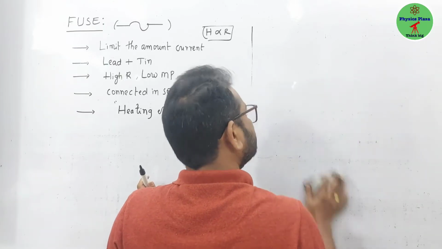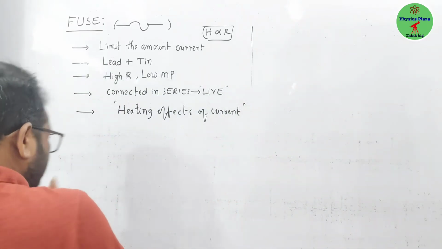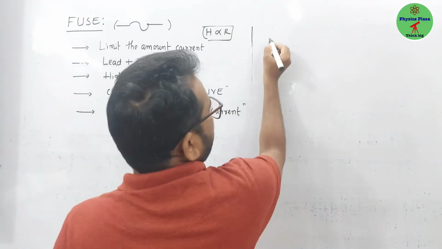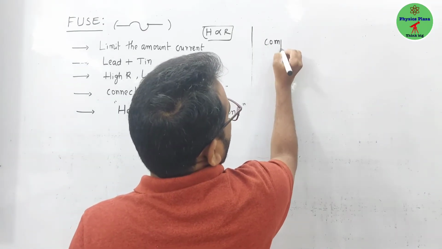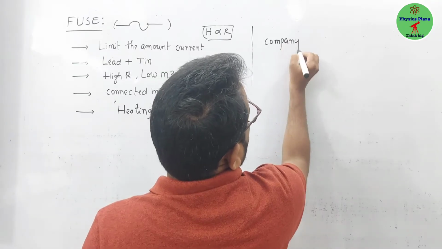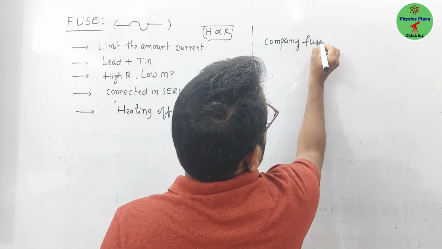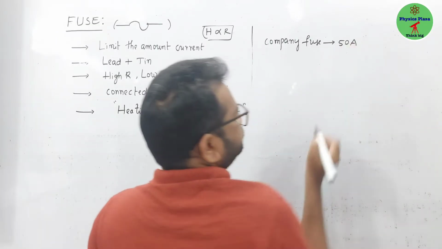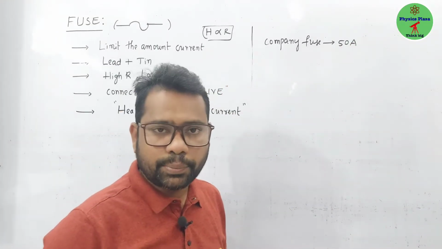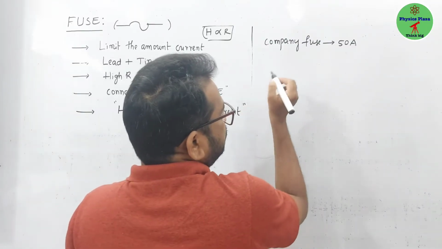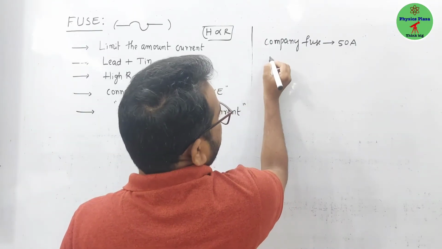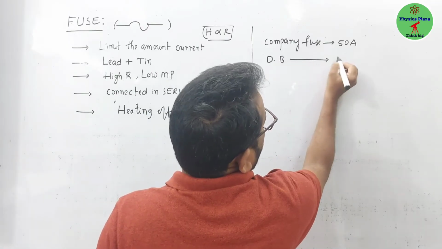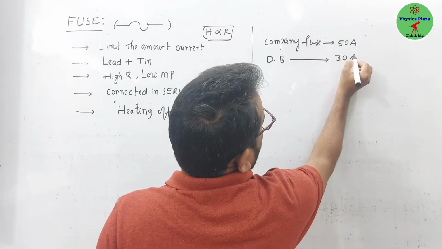Before doing a small numerical based on the current rating of the fuse wire, children, there is one important thing we need to understand. Already we discussed the company fuse. This company fuse is arranged near the pole or near the kWh meter. Its current rating is 50 ampere, whereas the fuse connected near the distribution box has a rating of 30 ampere.